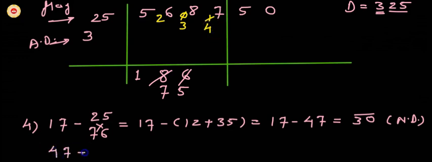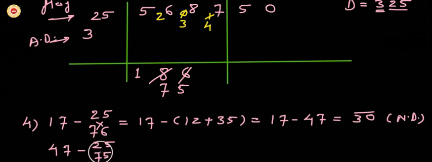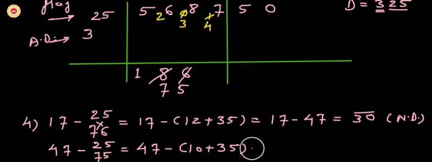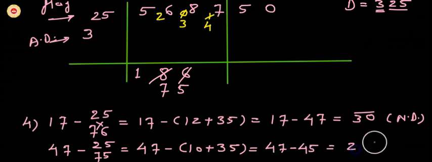Minus, what we are going to do? We are going to calculate the net dividend. 47 minus the cross product of the two flag digits and the last two quotient digits 7 and 5, which gives us 47 minus 2 5s are 10 plus 7 5s are 35. 7 5s are 35, which gives us 47 minus 45, which gives us 2.